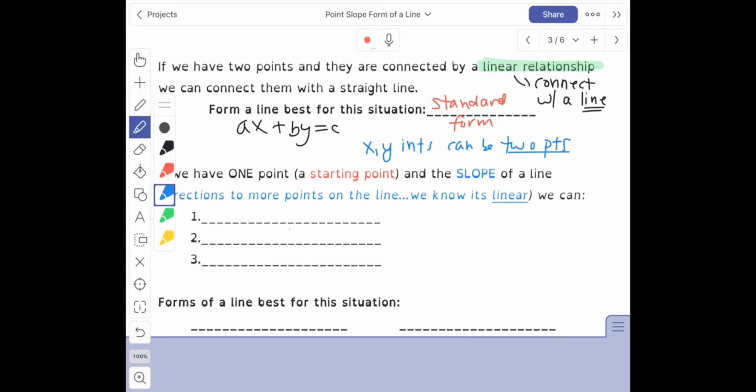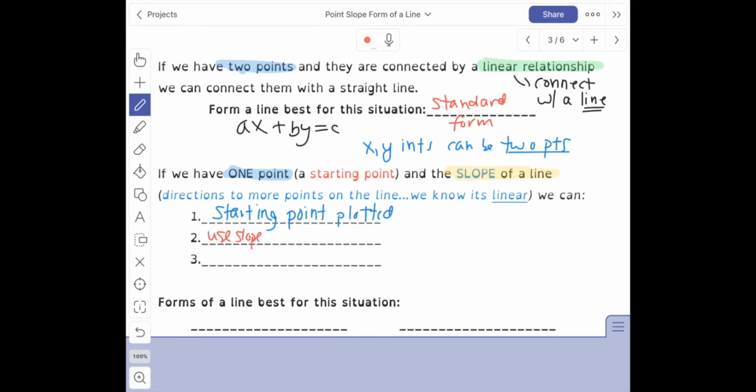But we also looked at another situation: what if we only had 1 point? What if we weren't able to get those 2 points to connect on a graph, but we did know that it was a line? What we were able to do in this situation is place a starting point. So we could plot a starting point, and then we could use the slope of the line, or in other words, the constant change, to find another point.